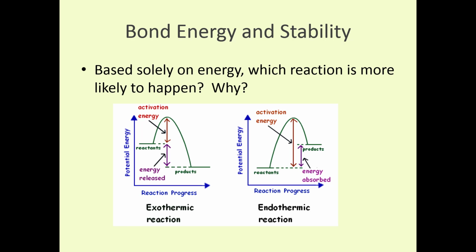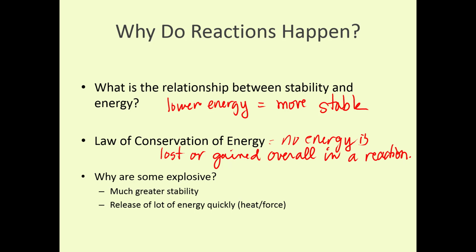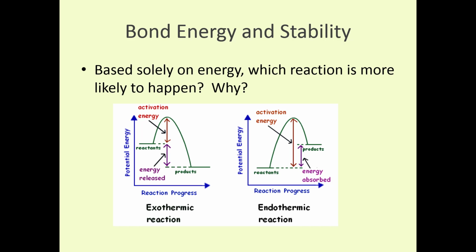Which reaction is more likely to happen and why? So when we said over here, stability and energy, lower energy equals more stable. Okay. So if we look at these energy diagrams, which one has lower energy in the products? Well, this one has lower energy in the products, so this one is more stable. This is called an exothermic reaction because the products have lower energy than the reactants. This is called an endothermic reaction because the products have more energy than the reactants. Okay, which one's going to be most likely to happen just based on energy? This one, because this is lower energy when you're done with the reaction.